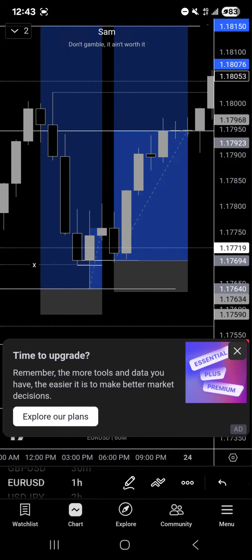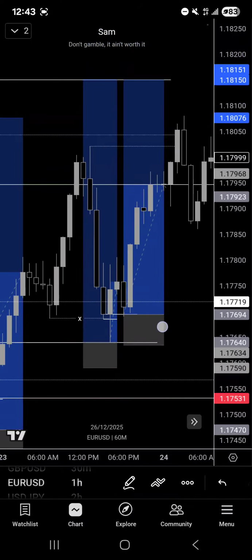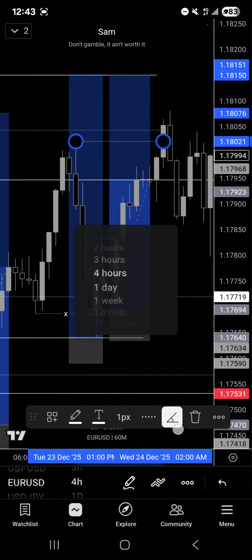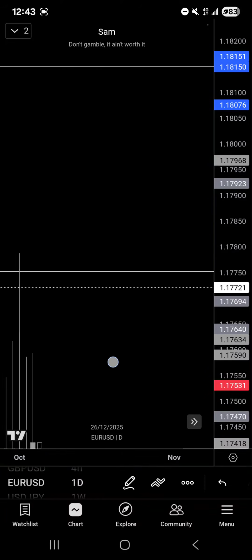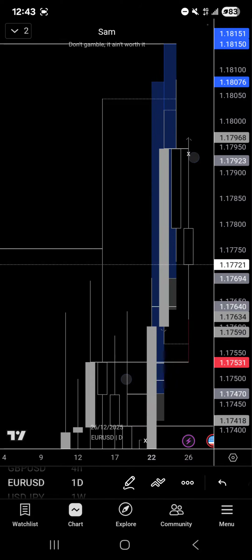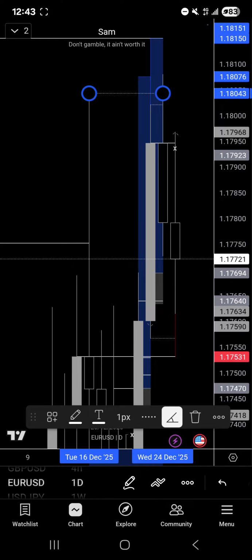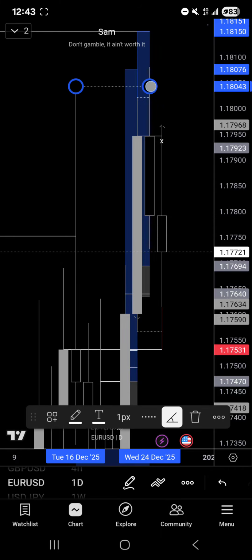So that's how I caught this buy on EU, and I closed on this daily high. Check the daily time frame, you'd see that this is a daily high here. This is a daily high, and this is also a daily high, so my target was this daily high, and you can see that after price took out this daily high, it started selling.